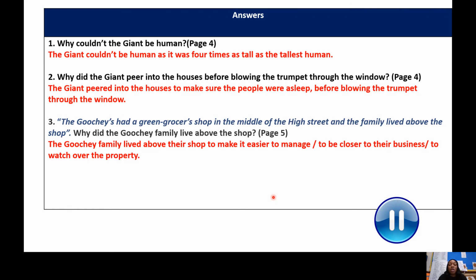Question 3, the Gucci's had a greengrocer's shop in the middle of the high street and the family lived above the shop. Why did the Gucci family live above the shop? The Gucci family lived above their shop to make it easier to manage, or you could have put to be closer to their business, or you could have put to watch over their property.